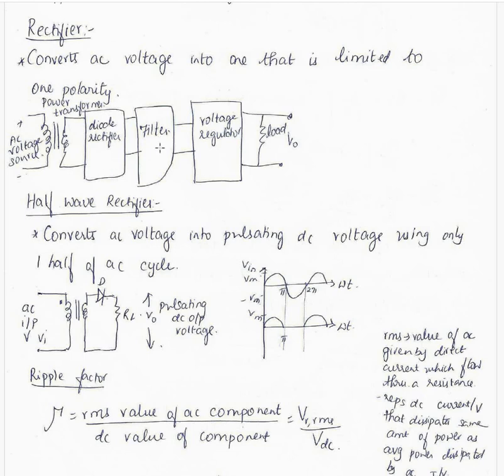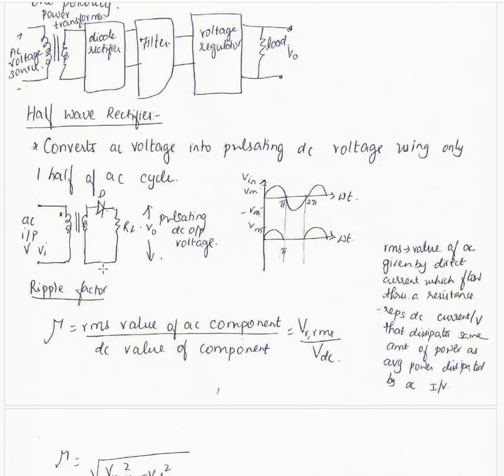The filter may be either an inductance, capacitance, LC or CLC filter, followed by a voltage regulator, which may be either a series or shunt voltage regulator. And finally we have the load, and across the load we need to get a constant DC output voltage. So the half wave rectifier converts the AC voltage into pulsating DC voltage. It converts into DC, but it has a ripple component in it.